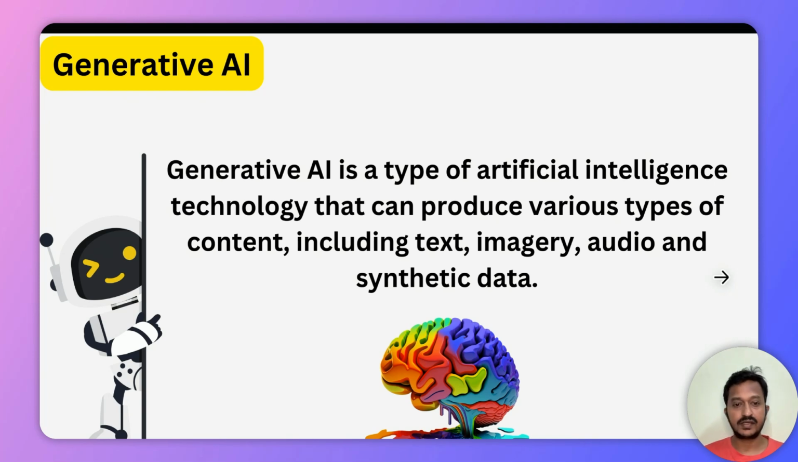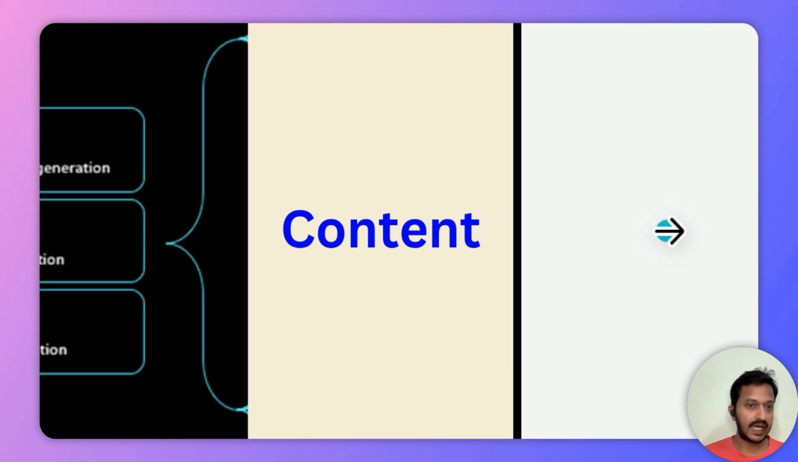It's a type of artificial intelligence technology that can produce various types of content, including text, imagery, audio, video, and synthetic data. Like we discussed in the first slide, this is the difference between the traditional AI systems and the generative AI systems. These generative AI systems generate new content in any form, audio, video, whereas the traditional AI systems are fed with specific data and trained on specific things, and every rule is predefined. So they don't generate anything new.